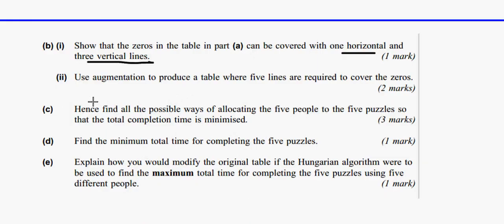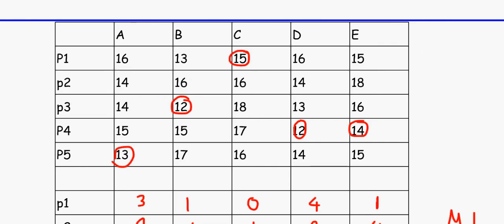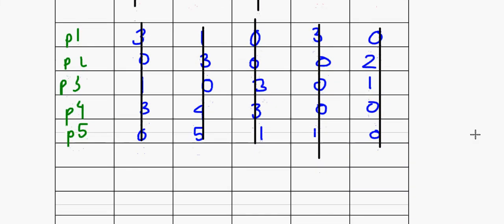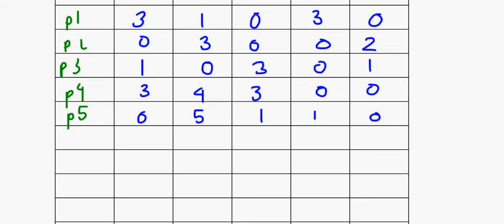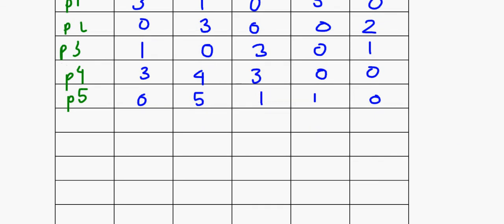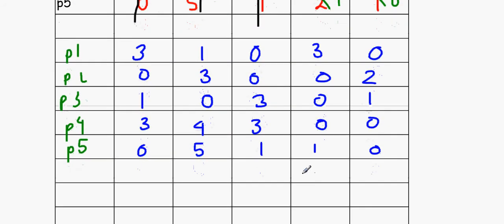So hence, find all the possible ways of allocating the 5 people to the 5 puzzles so that the total completion time is minimized. All it's saying is which people have got the zeros. That's all the question is saying. Okay, I'm just going to delete that table.